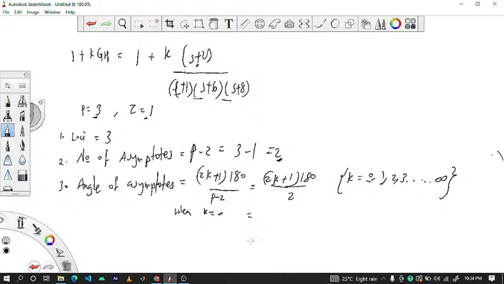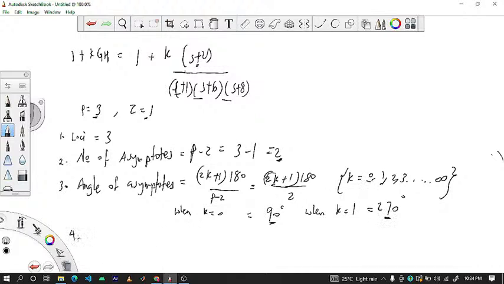Now when k is 0, what will I get for the angle? When k is 0, this part goes to 0, so I have 180 over 2, that's 90 degrees. Secondly, we'll do it for when k is 1. When I put in k equal to 1 here, I'll get 180 times 3 over 2, and that will give us 270 degrees. So the angles of my asymptotes are 90 degrees and 270 degrees.